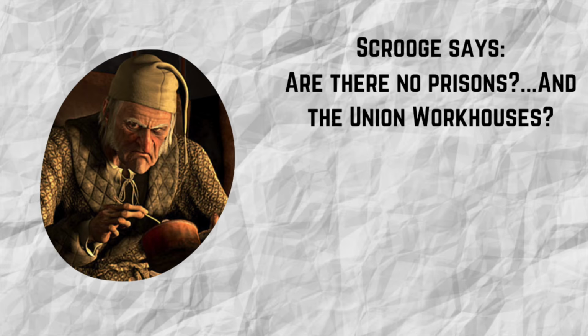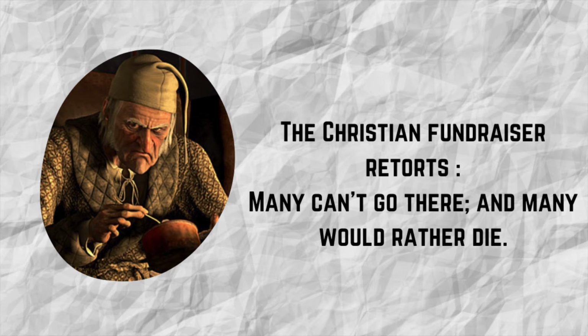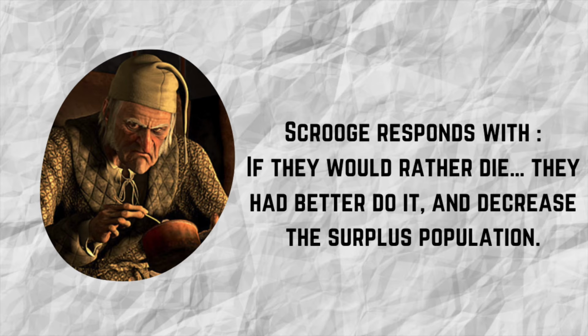Ebenezer Scrooge was clearly a Malthusian. When he turns away an opportunity to give to charity, he says, "Are there no prisons and the union workhouses?" The Christian fundraiser retorts, "Many can't go there and many would rather die." Scrooge responds with, "If they would rather die, they had better do it and decrease the surplus population."